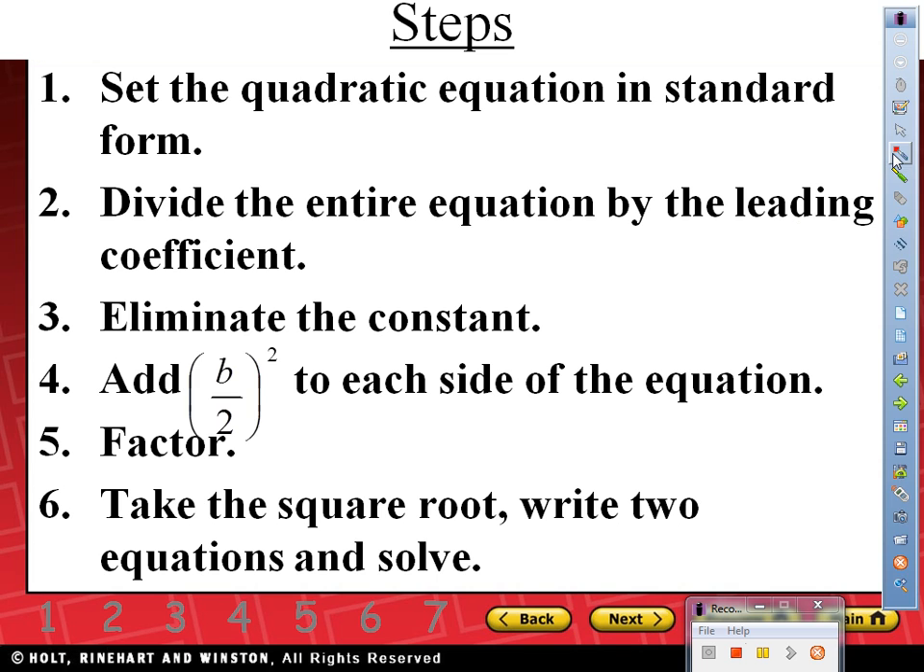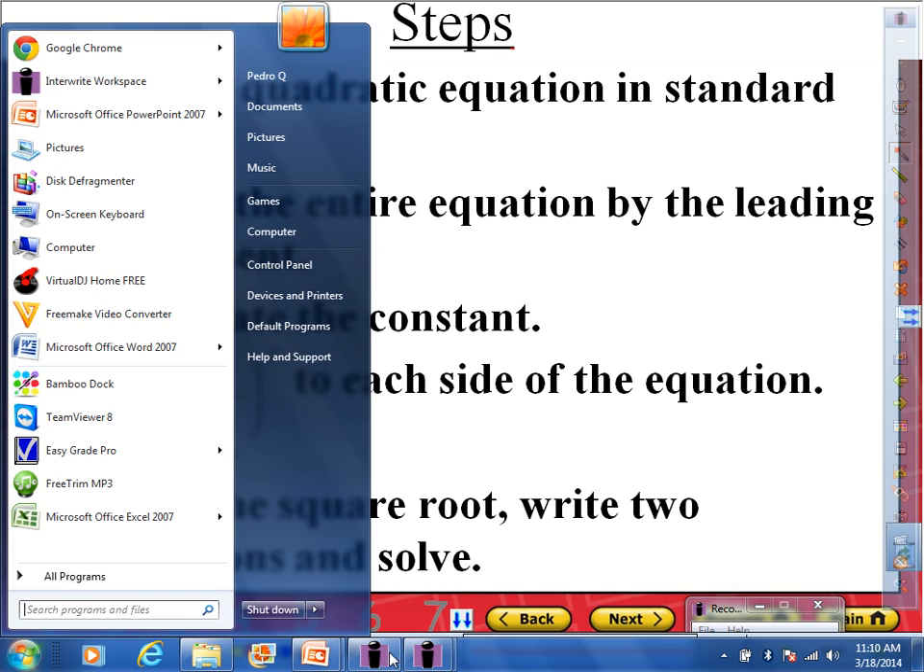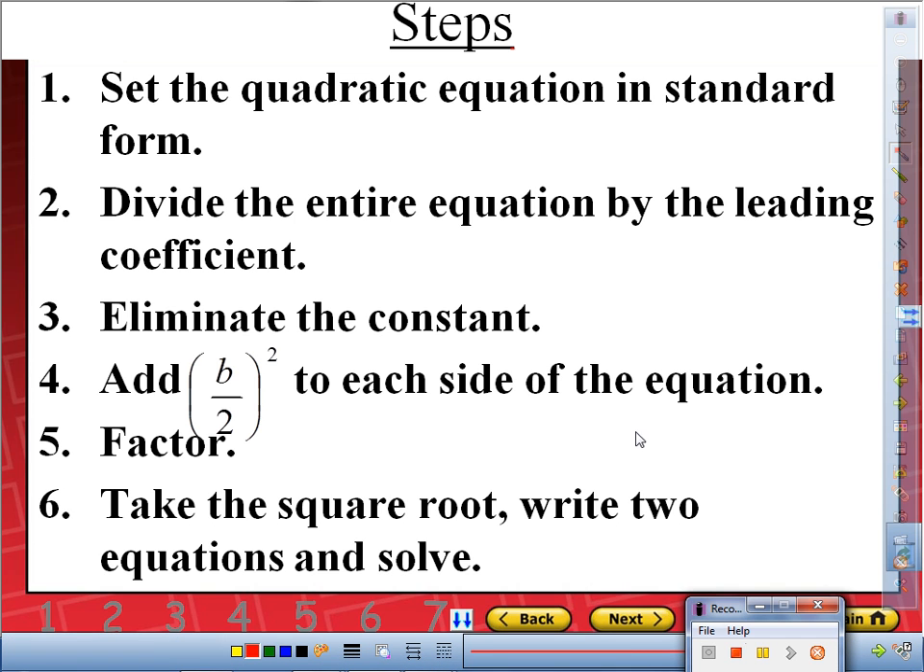Write these down, please. Step 1, set the quadratic equation in standard form. Step 2, divide the entire equation by the leading coefficient. Step 3, eliminate the constant. Step 4, add (b over 2) squared to each side. Step 5, factor. And step 6, take the square root, write 2 equations, and solve. Like I said, by now you should know these, but write them down so you can have them as reference because you're going to need them for tonight's homework.